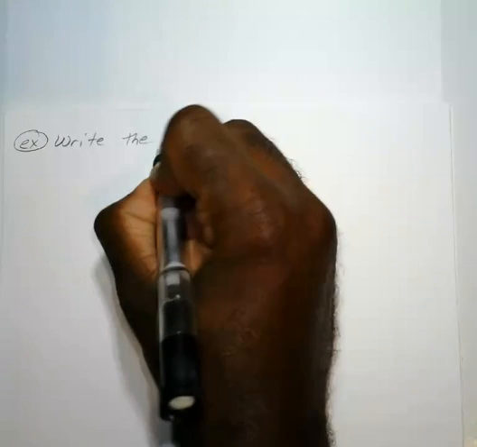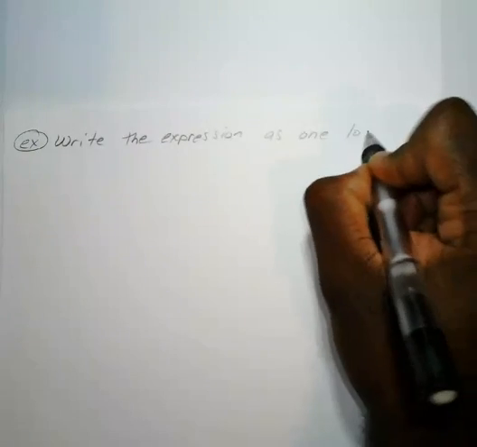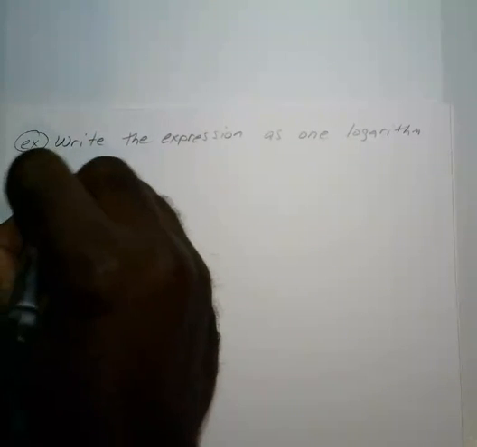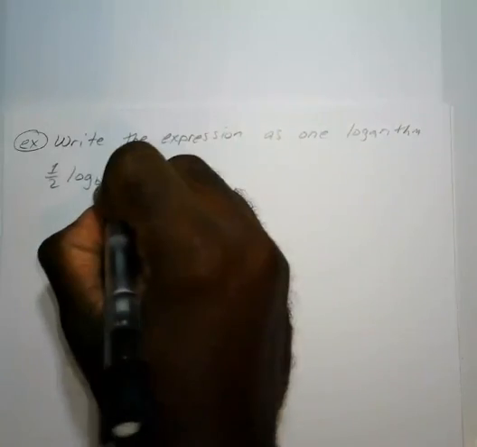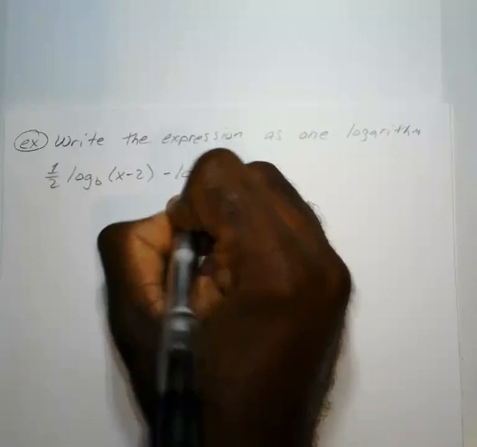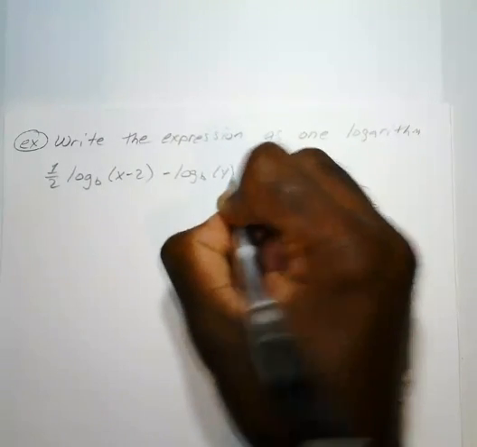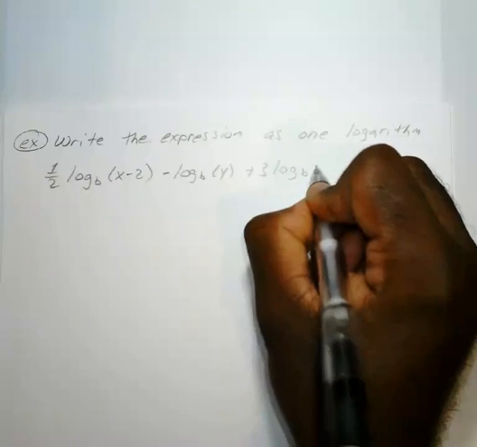Okay, so let's say for this example, we want to write the expression as one logarithm. Okay, so what if we have 1/2 log base b of x minus 2 minus log base b of y plus 3 times log base b of z.